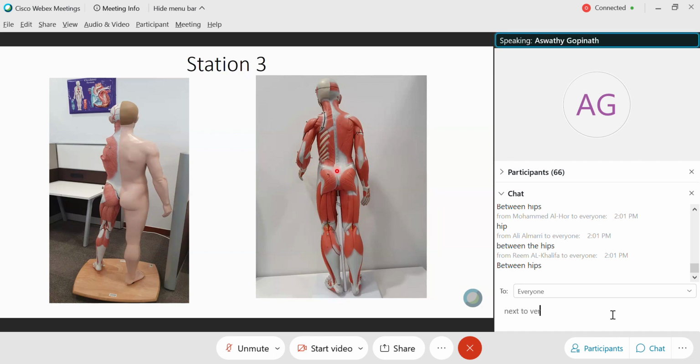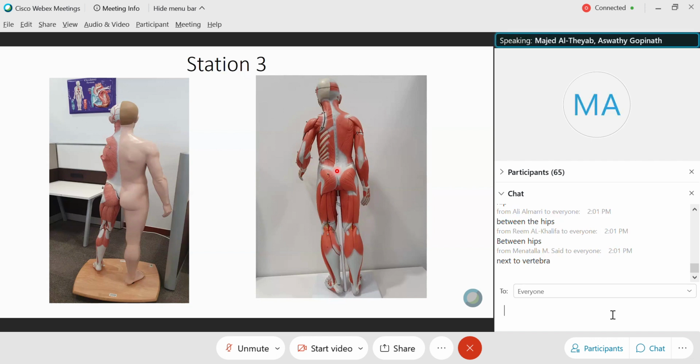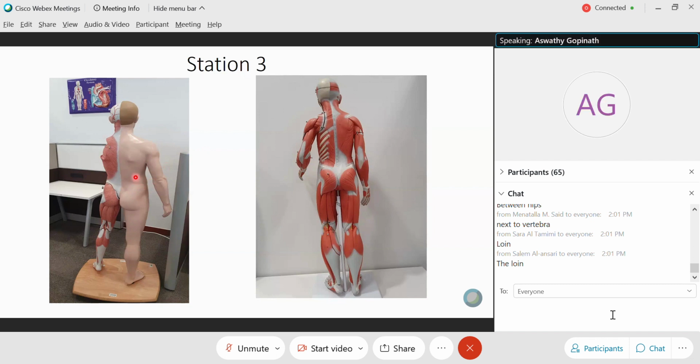Now, which is the lumbar region? Lumbar. It is at the sides of the vertebral column. Okay, so on the sides, isn't it? So you call this region as your lumbar region. So practically, this region is between your ribs above and your hips below, isn't it? So this region on the lateral side, you call it as the lumbar region or the loin.